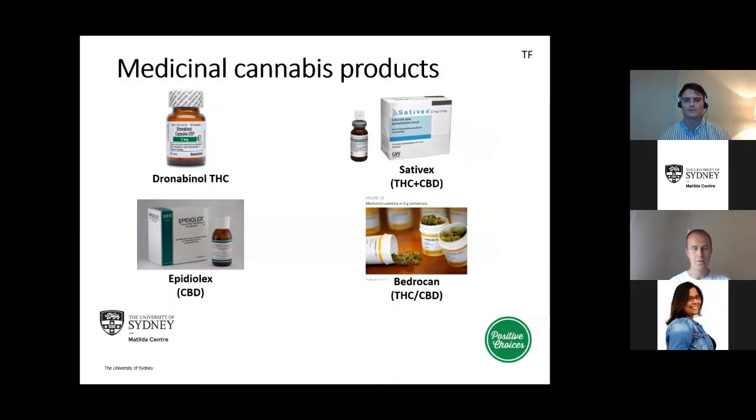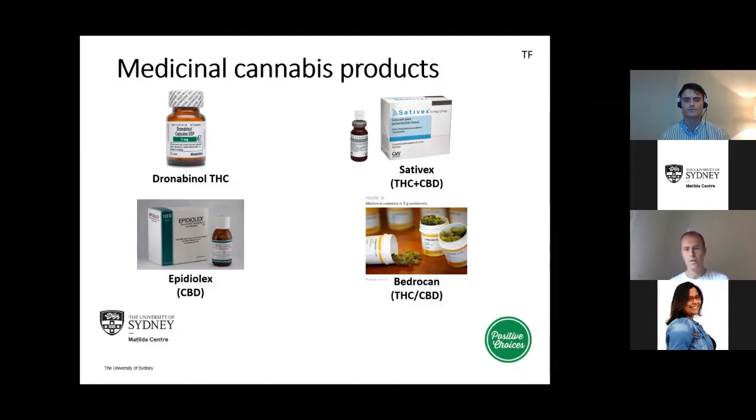Epidiolex was recently approved for the treatment of childhood severe forms of epilepsy, and this is just a CBD product. So looking at these first three products, you can see that there's variation, some products being just THC, dronabinol, others being just CBD, Epidiolex, and Sativex is a combination. So similar to the recreational market, the medicinal products vary in their balance of THC and CBD.